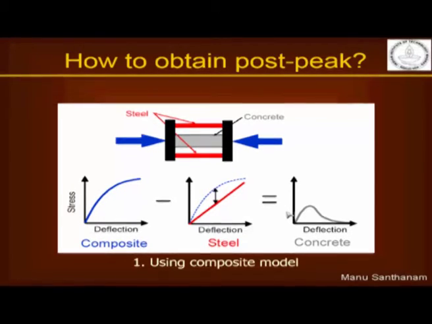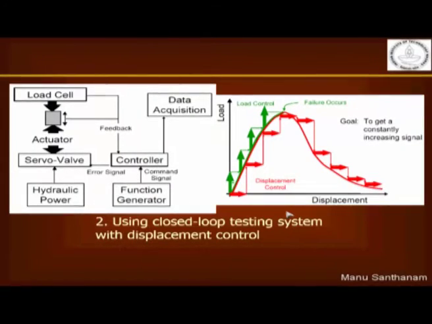So here we have used some sort of an indirect method. Rather than loading concrete directly, we have loaded it along with the steel ring on the outside, and then we are trying to measure the overall response by subtracting the steel response from the composite response, okay. So that is one method of actually getting your stress strain relationship for concrete. The other method, which is the more appropriate method and more popular method, is what we call closed loop testing with displacement control. Now what do you mean by closed loop testing with displacement control?